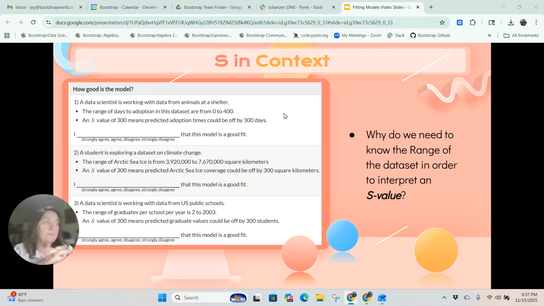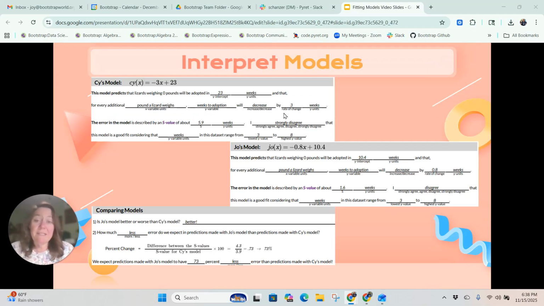Very different. An S of 300 could be strongly agree or strongly disagree. You have to take it into context, what the range is. The third one down there is 2 to 2003. Again, not a very good model if you're off by 300, but better than the first one, though still not great.